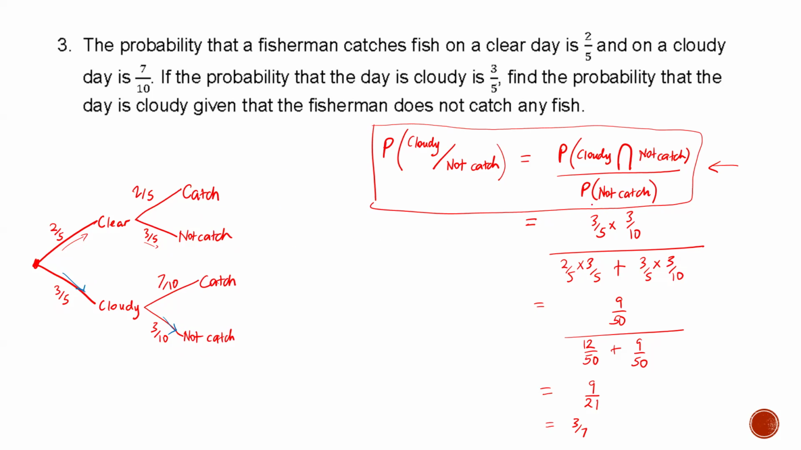And then the probability of him not catching fish means we look at when it was cloudy and he doesn't catch, and also when it's clear and he doesn't catch. So the clear and him not catching is 2 out of 5 times 3 out of 5. And then the cloudy and him not catching, as in the numerator, is 3 out of 5 times 3 out of 10. The rest just follows from that.